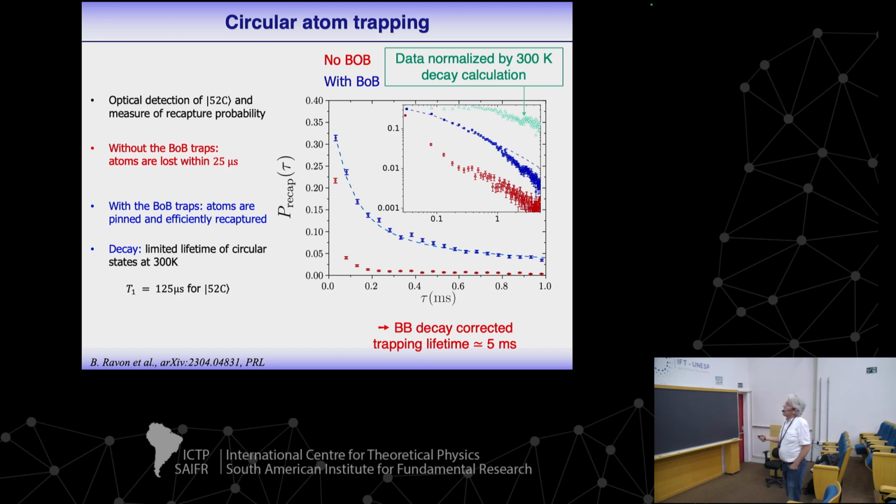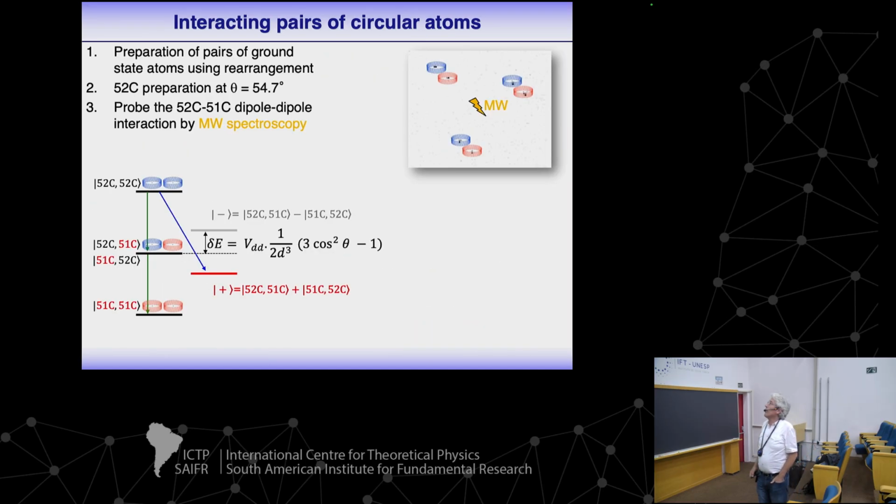So most probably trapping time is even larger than that, and this number is already in the range of the expected lifetime of the circular atoms. So trapping is good. Now let's switch to interactions.